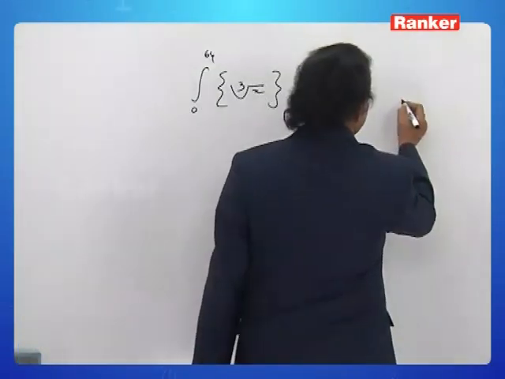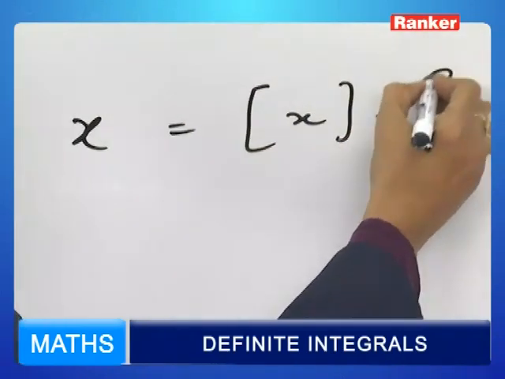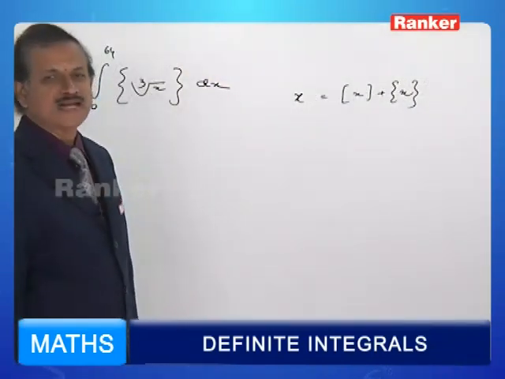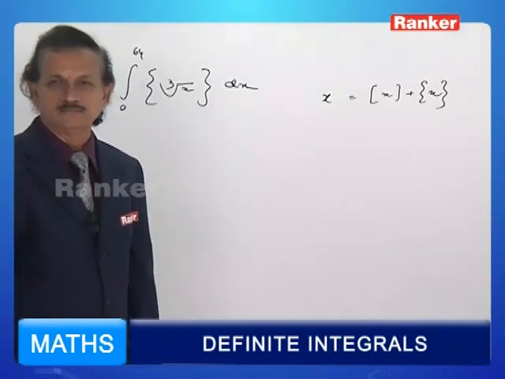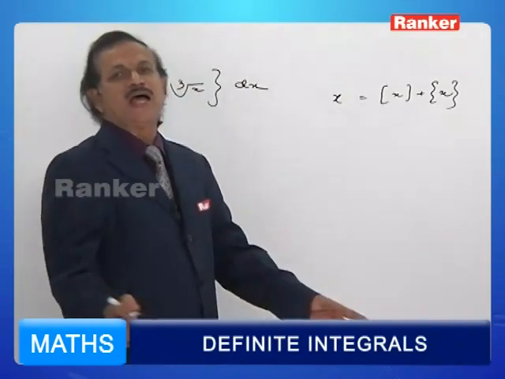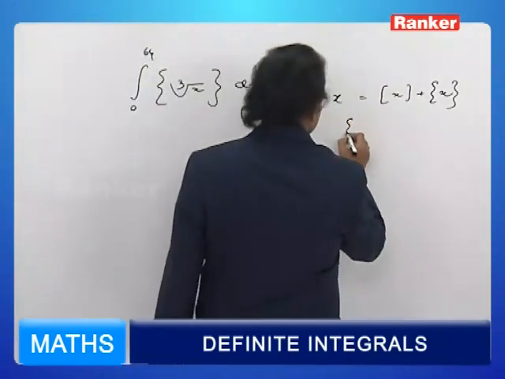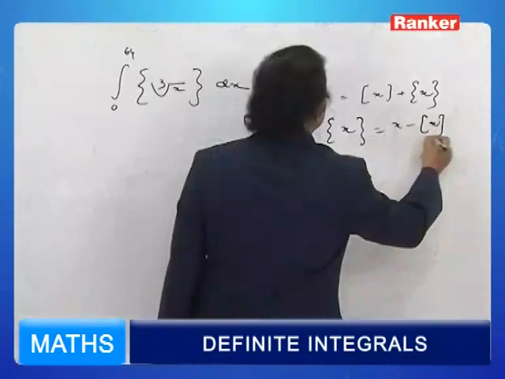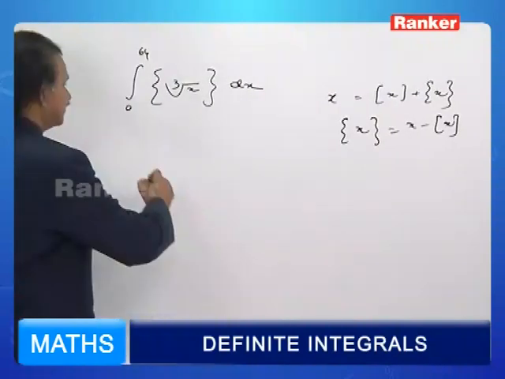You see, for any x, x is equal to integral part of x plus fractional part of x, isn't it? For example, say x is equal to 2.13. Then integral part of x is 2, fractional part is 0.13. If you add them, you'll get x, isn't it? Well, from this, fractional part of x is equal to x minus integral part of x. We can recall. Well, let us make use of that here in this context.